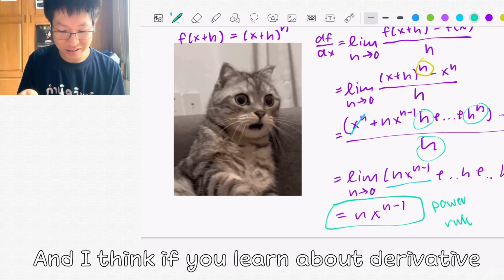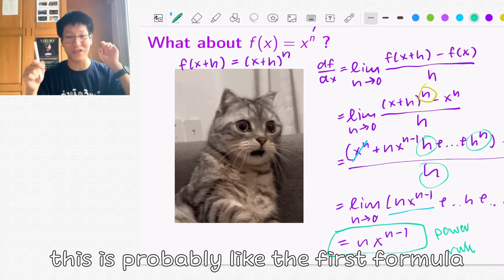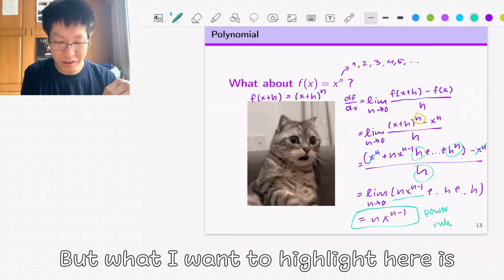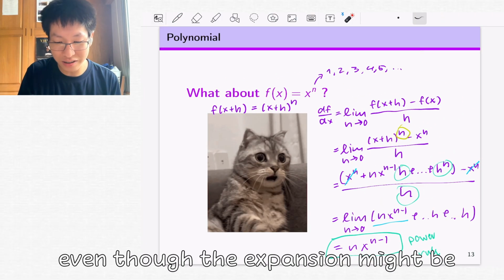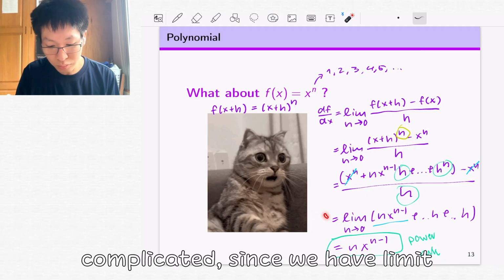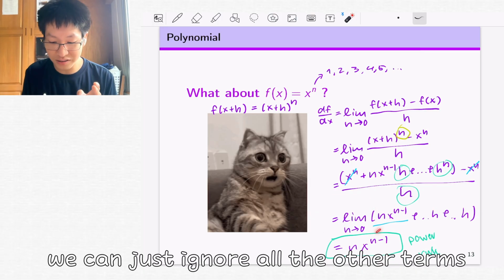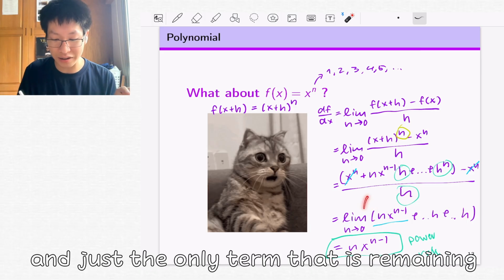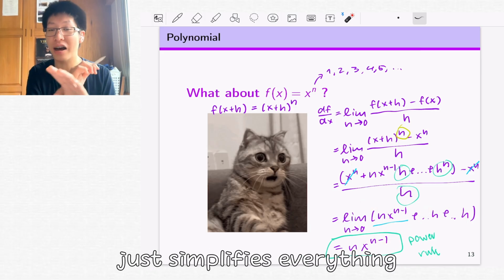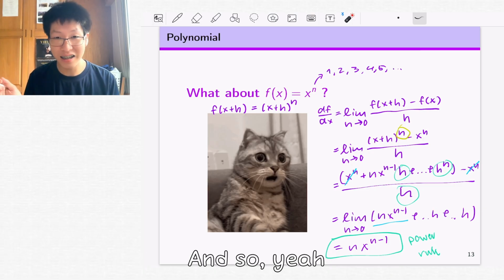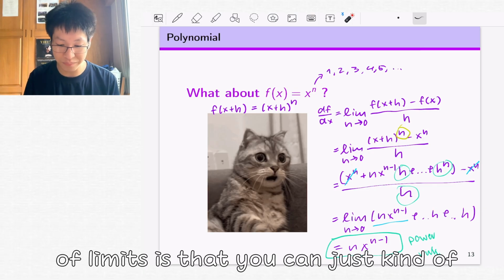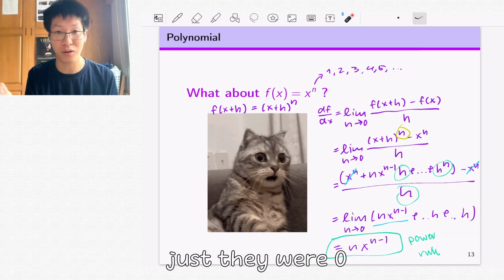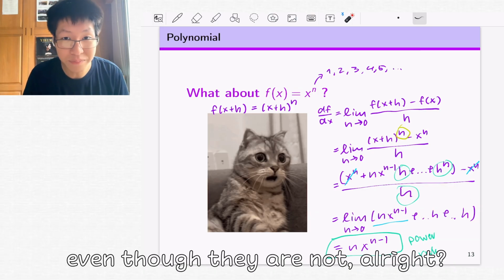And I think if you learn about derivatives, this is probably the first formula you will learn in class for how to compute a derivative. But what I want to highlight here is, even though the expansion might be complicated, since we have the limit as h approaches 0, we can just ignore all the other terms that have h in them at the end, and the only term that remains is the first term, which simplifies everything. And so I think that's partly one of the beauties of limits: you can ignore all of them at once, just like they were 0, even though they're not. All right?